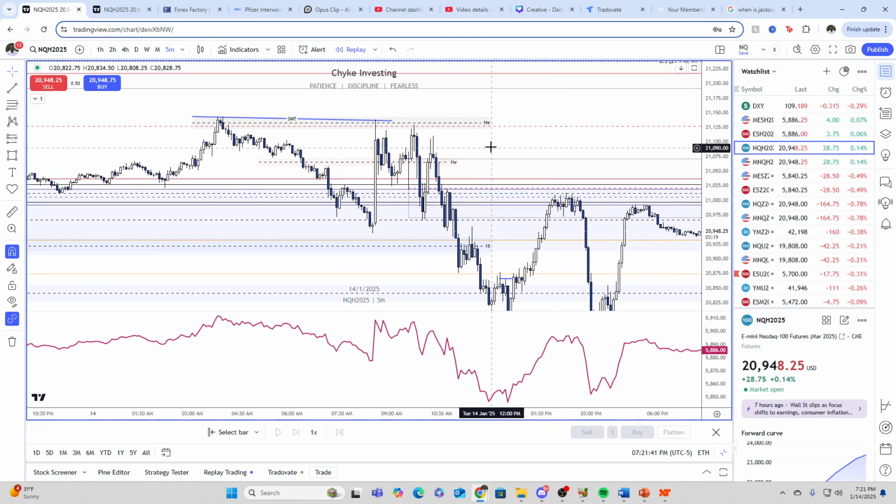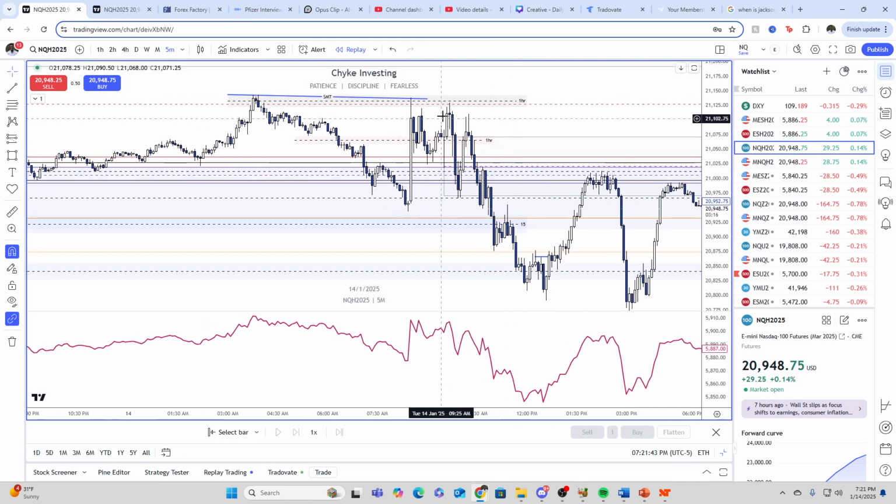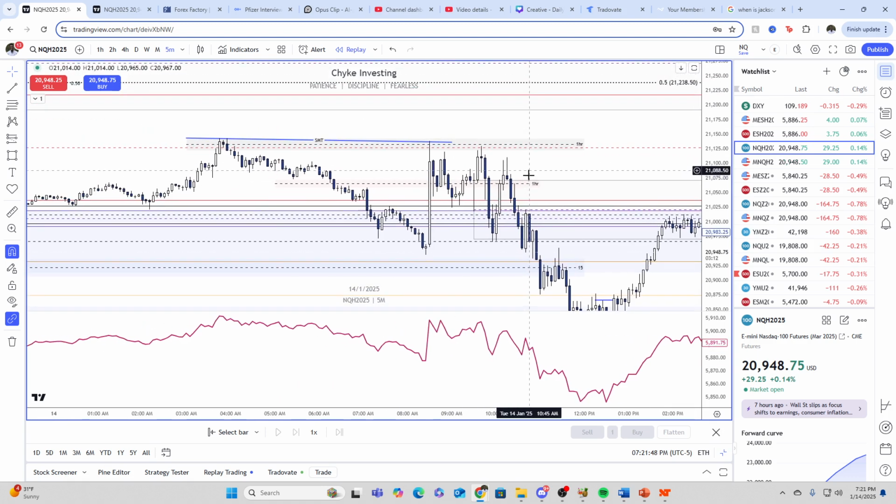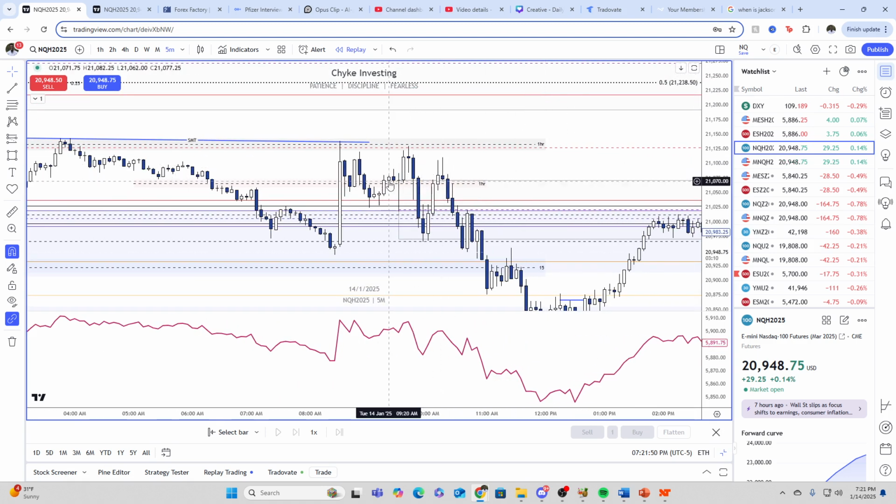On the 5-minute, 9:30, we have that opening. Price runs higher, taps that 1-hour wick, plus the consequent encroachment of the daily SIBI right here, runs lower. And what do you see here? What is this? Pause the video. What is this?